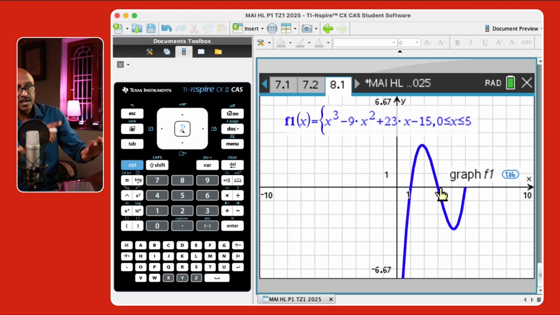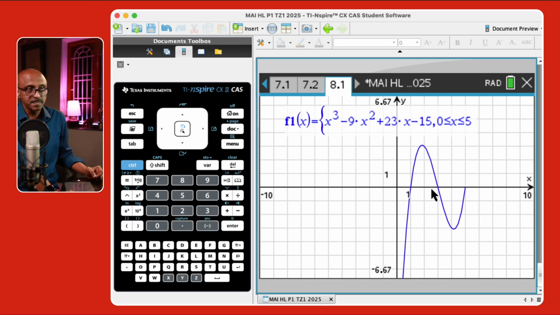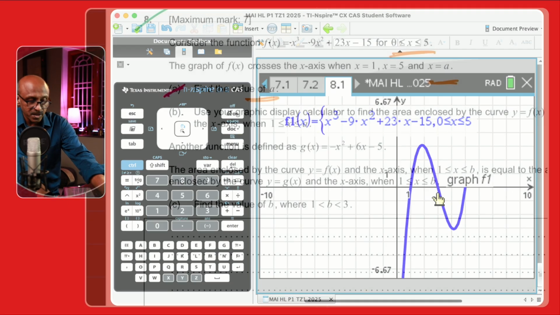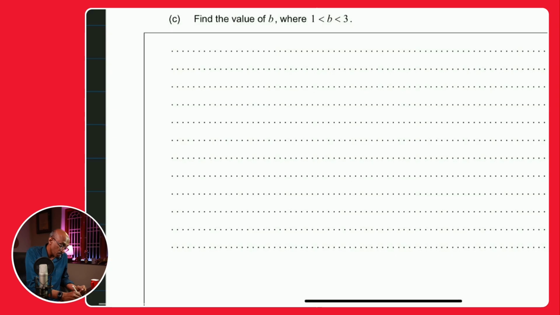Take a good look at the graph and make sure you label all the key points, okay? All the key points meaning maxima, minima, intercepts, and you can say confidently in your answer, I'm just going to write down what you're supposed to say. You can write down using the GDC.